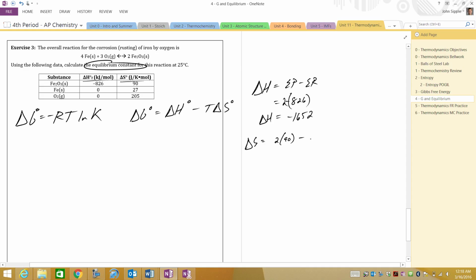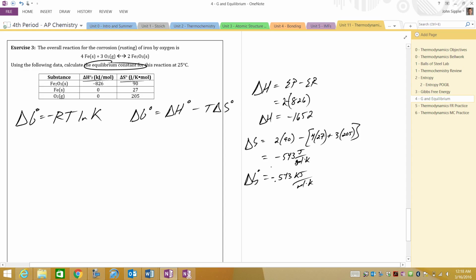And our delta S is also products minus reactants, so we're going to have 2 times 90 minus 4 times 27 plus 3 times 205. So ultimately we end up with here a negative 543, that's joules per mole K, which is ultimately equal to, remember, negative 0.543 kilojoules, right? Because we want everything in kilojoules, and we're all set.